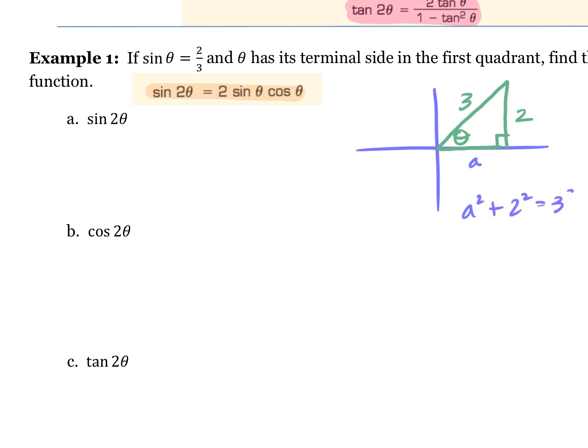Nice, you did that in 1 step. A squared plus b squared equals c squared. If you want to do it in multiple steps: 2 squared is 4, 3 squared is 9, 9 minus 4 is 5. You down with a being root 5?